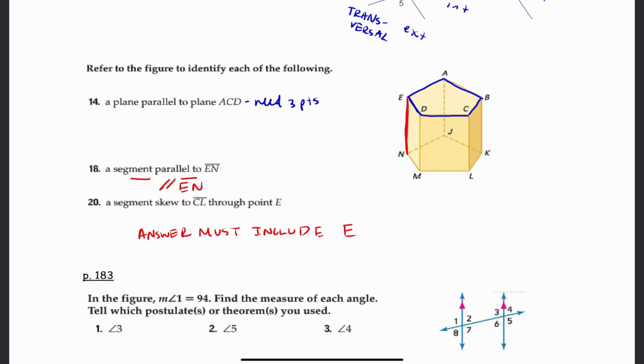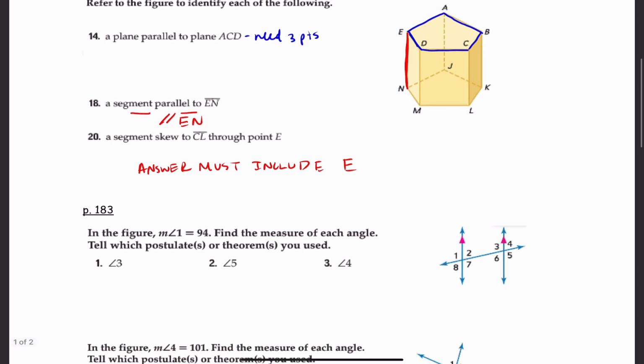Number 18, a segment parallel to segment EN. And remember, when you're talking about parallel, the parallel lines must be on the same plane, right? And they don't intersect whatsoever. So you have to give me a parallel line, or in this case a segment, that is on the same plane as segment EN, okay? So I have already given you the setup for it. You're going to fill it in. You need to write segment blah blah blah is parallel to segment EN.